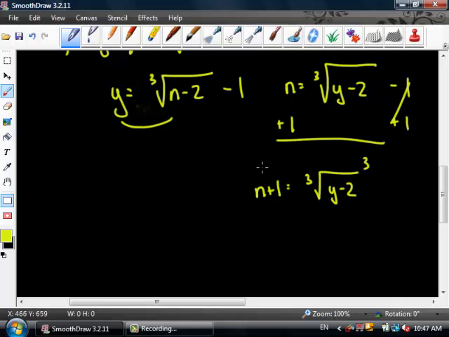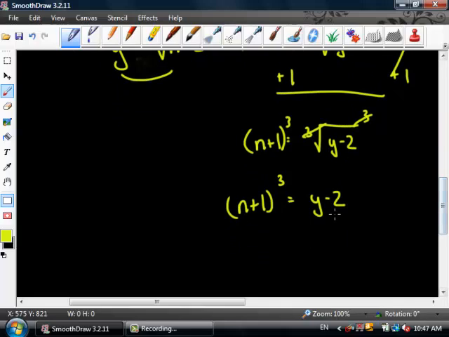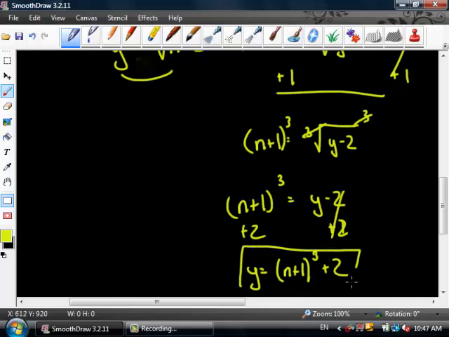The only little trick to this problem is that you have to cube everything as a group. So it should be n plus 1 cubed equals y minus 2. Now, keep things simple. Don't worry about cubing this whole thing. It's not n cubed plus 1. You have to FOIL it out 3 times or use Pascal's triangle. So it would be 1, 3, 3, 1 on your pattern there. Just add 2 to both sides and keep it simple. y equals parentheses n plus 1 cubed plus 2. And that's as far as you need to go for that problem.